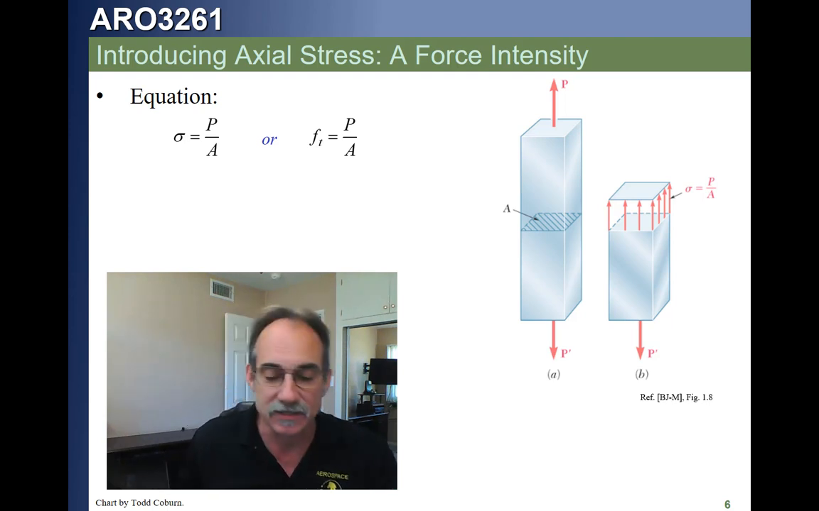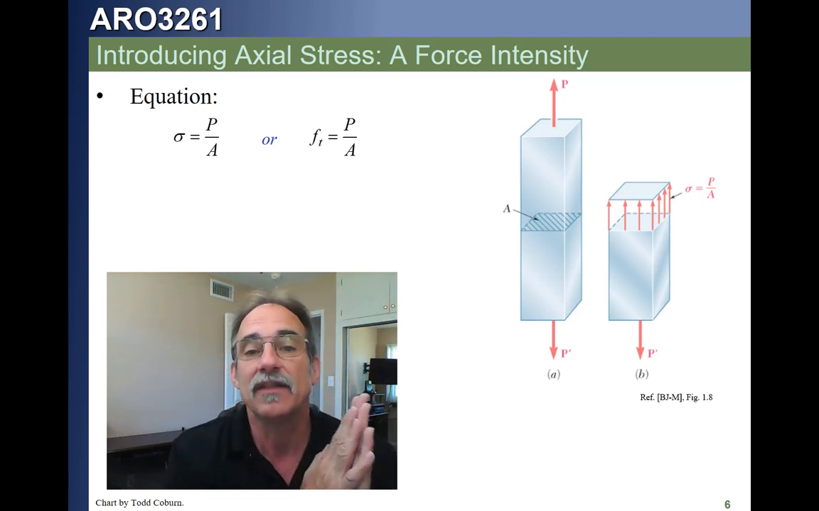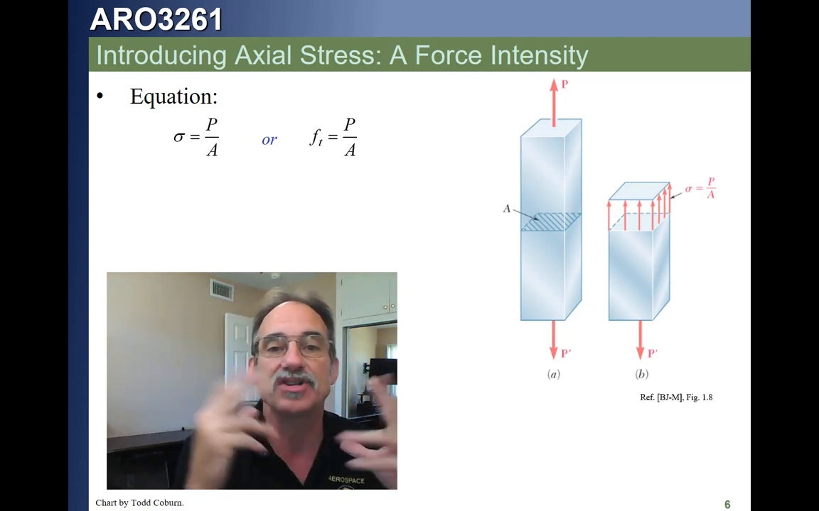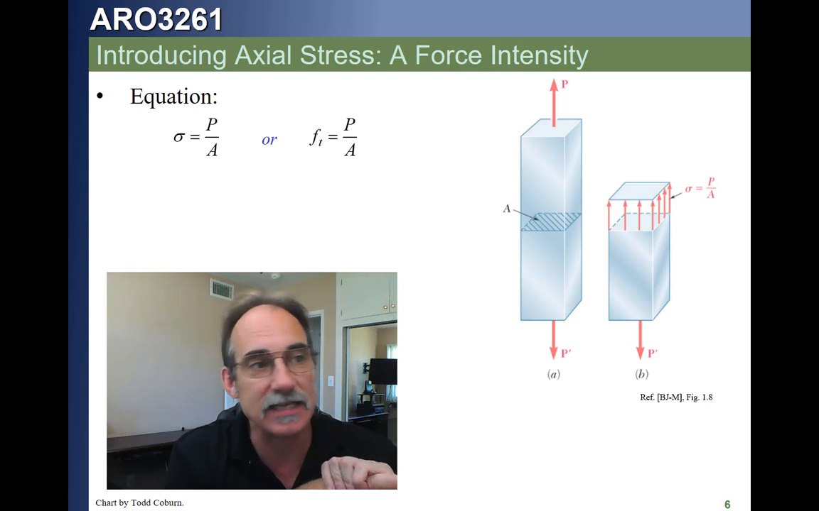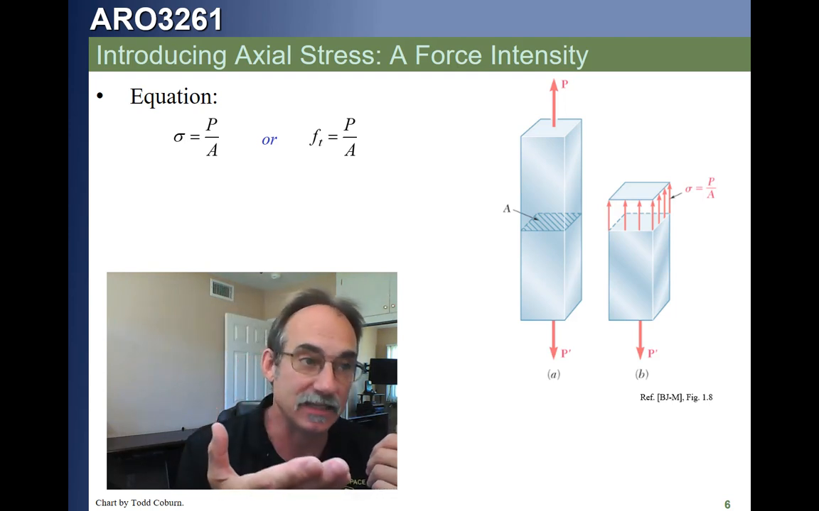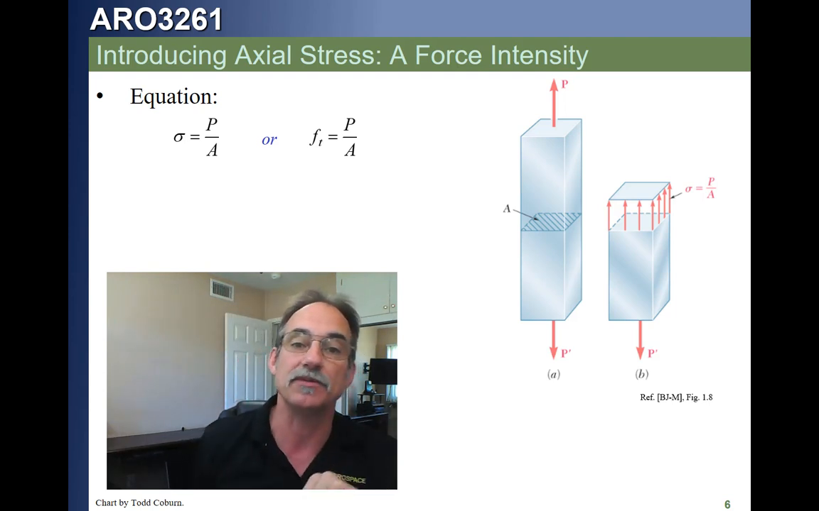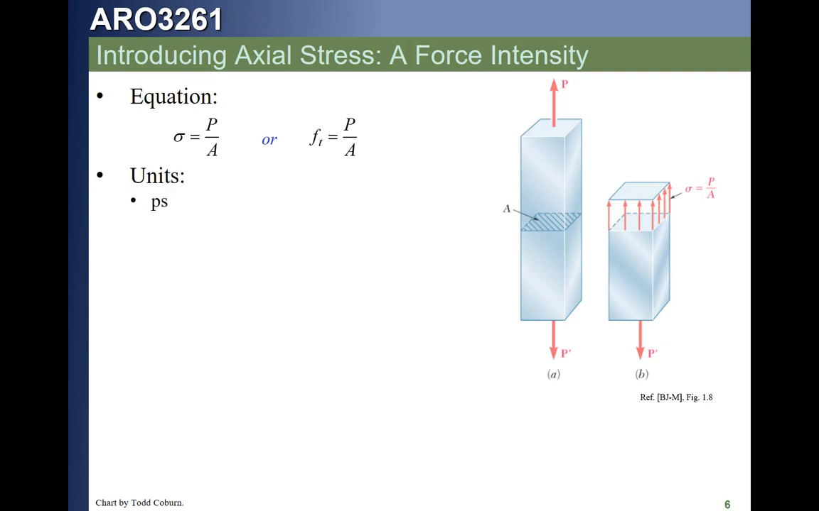In aerospace, though, it's very common to use the lowercase f as our symbol for a calculated stress. And if we've got a tension stress, as this one is, we'll a lot of times put a little subscript T. Our units are just pounds per square inch, or PSI. If we have 1,000 pounds per square inch, some people call it a KPSI, but it's very common just to call it KSI, which is kips, or 1,000 pounds per square inch.